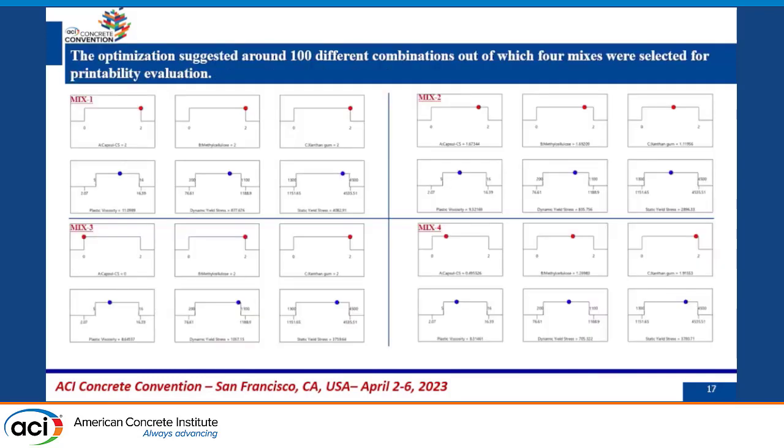graph too. Okay, so after optimization through response surface methodology, the optimization suggests around 100 different optimized mixes. We selected 4 different mixes for preliminary printability evaluation based on the value of static yield stress, plastic viscosity, and dynamic yield stress.